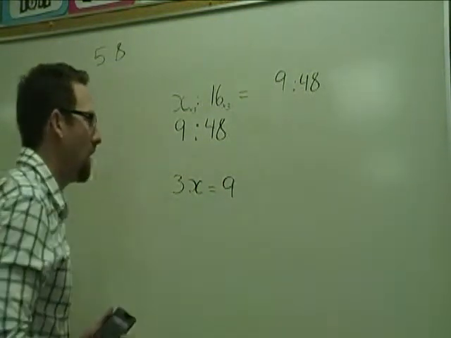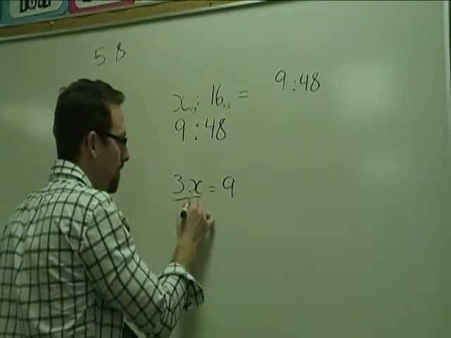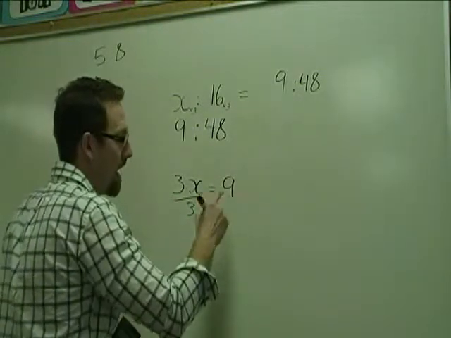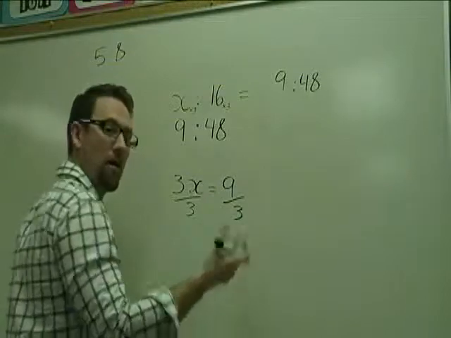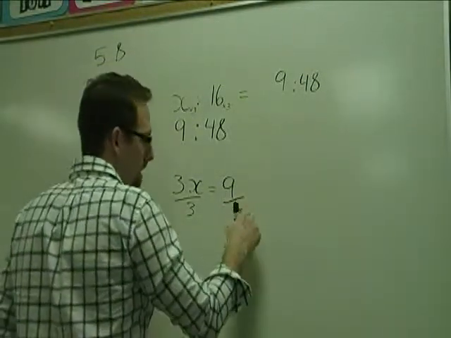Okay? Now I want to get that x, that unknown number, all by itself. And divide this side by 3. Remember, whatever I do to one side of the equal sign, I have to do to the other side. Okay? Otherwise it throws it off balance. It's not equal anymore. I divide one side by 3, I divide the other side by 3.